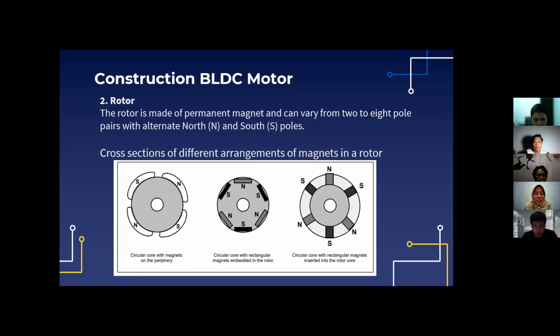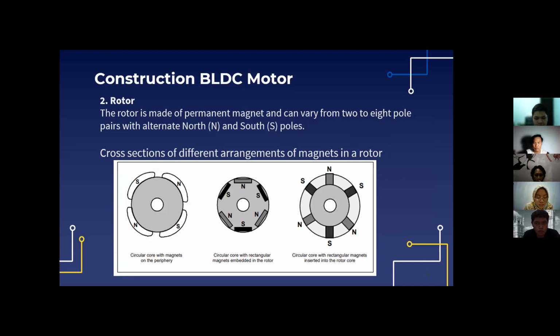And then the second part of the construction of the BLDC motor is the rotor. The rotor is made of permanent magnets and can vary from 2 to 8 pole pairs with alternate north and south poles. Cross-section of different arrangements of magnets in a rotor. There are 3 types.